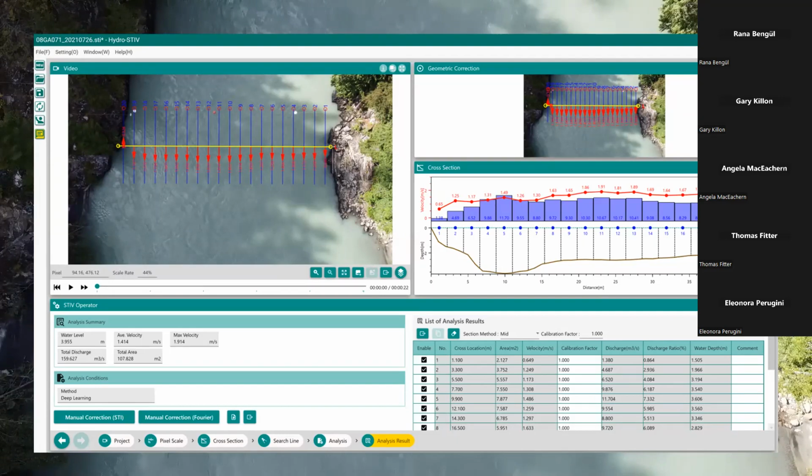We're testing different software. Lately, we've been using HydroSTIV more frequently. We found that it's fairly robust, because what we ultimately care about is discharge and Q, and it's been robust and easy software to use. So this is what it looks like processing.